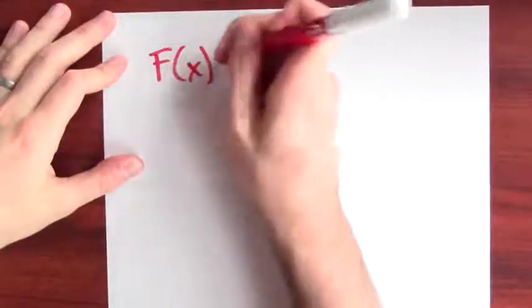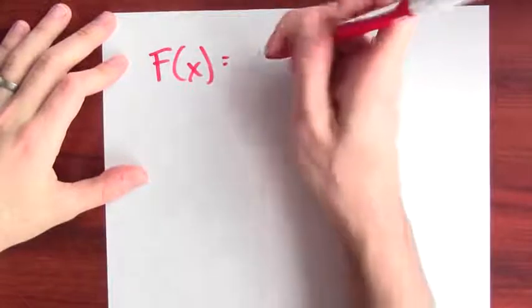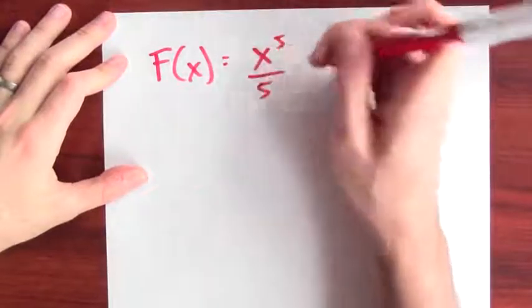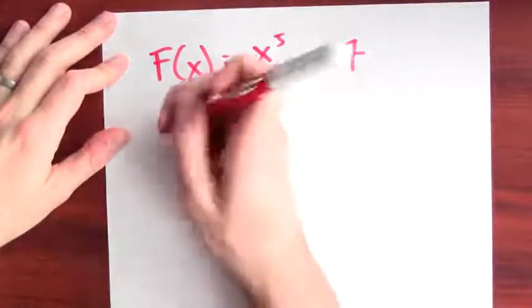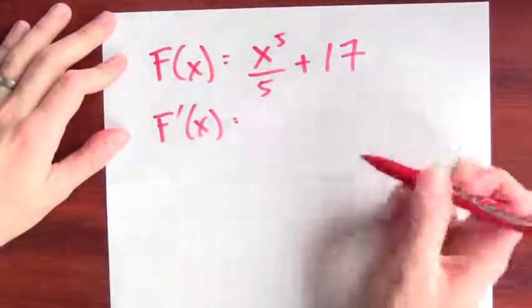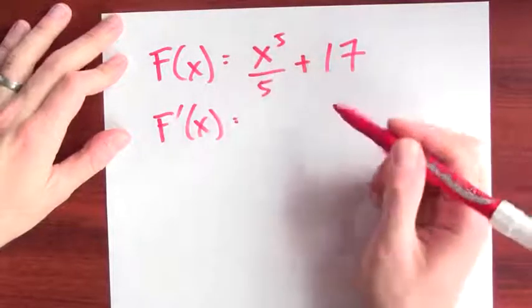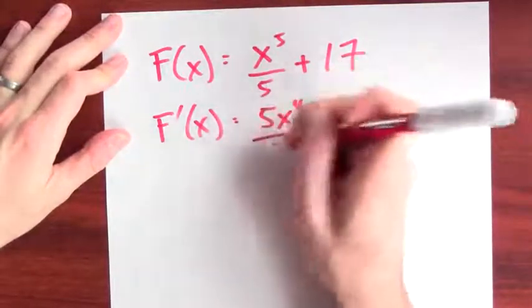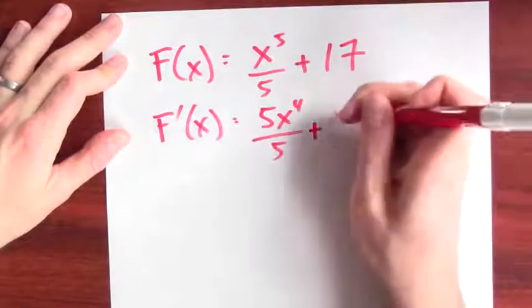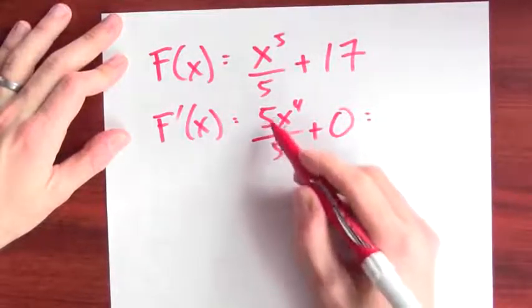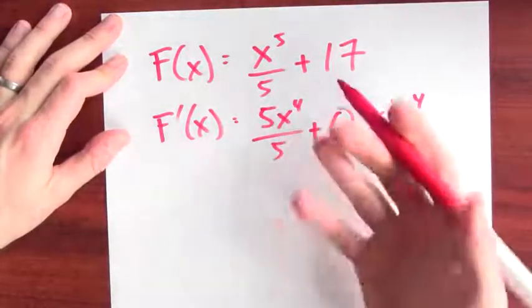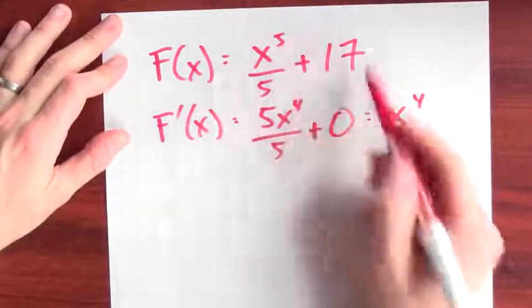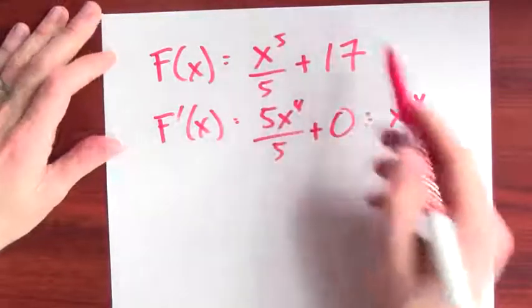So just to emphasize that point, let's be a little bit ridiculous and pick my antiderivative, which I'm calling big F, to be x to the 5th over 5 plus 17. And this really is an antiderivative for x to the 4th, because if I differentiate this function, I get the derivative of x to the 5th over 5, which is 5x to the 4th over 5, plus the derivative of 17, which is 0, and 5x to the 4th over 5 is just x to the 4th. So I really have found an antiderivative for x to the 4th. Right here, it's x to the 5th over 5 plus 17.